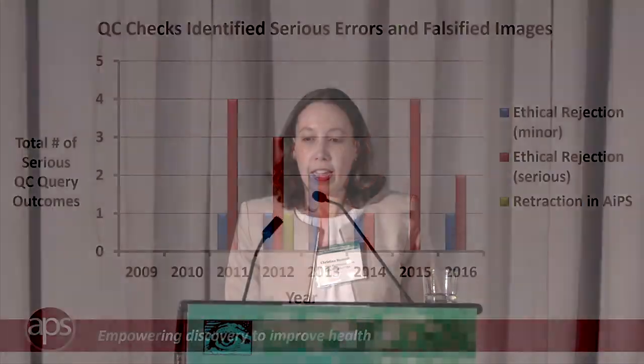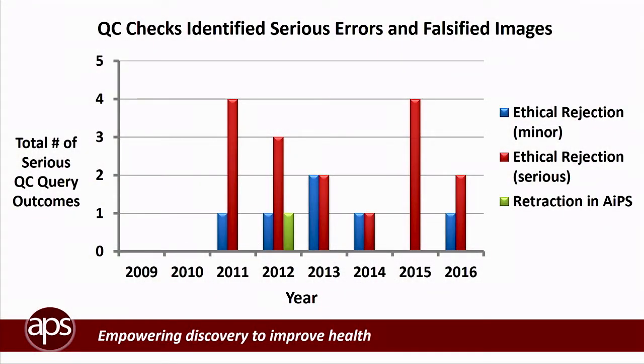That's not to say that we allow revisions for all concerns that are identified by this QC check. Instead, we do identify concerns every year that are serious enough that we rescind the acceptance and issue an ethical rejection. These include findings that the images were either falsified or fabricated. And in those cases, those are the red bars. We've retracted articles at the AIP version for fabrication and falsification.